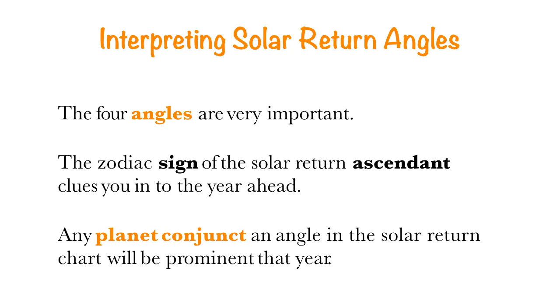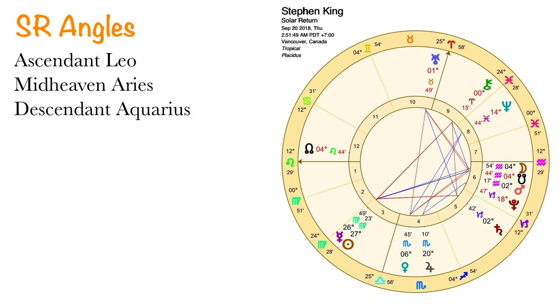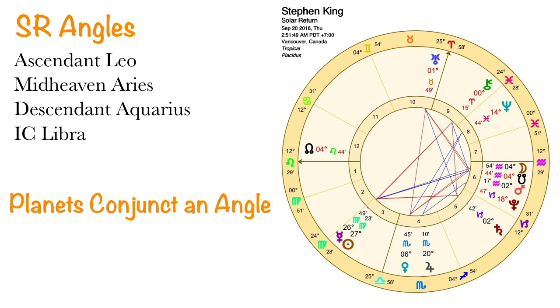And any planet that is conjunct an angle in the solar return chart will be prominent for that year. So this is what we're looking for. On the solar return angles, in this particular case in his chart, his ascendant is Leo, his midheaven is Aries, the descendant is Aquarius, and the IC is Libra. He's now, for 2018, when he comes to Vancouver, got the Leo ascendant coming through.